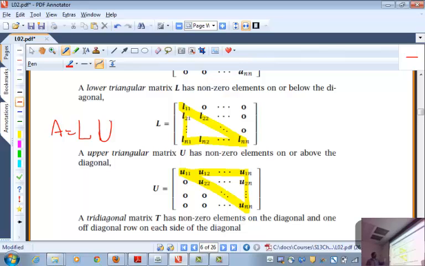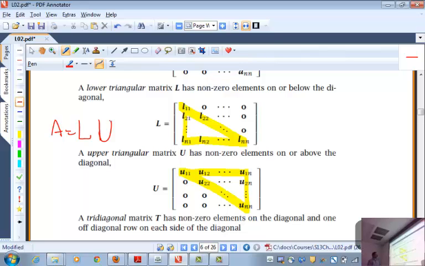Okay? So if you look at it another way, this is an n by n matrix. How many equations would I have when I expand this? When I say A equals LU, what? N squared. N squared, right? So I will have n squared equations by equating every element of A with every element of the product. So I have n squared equations.